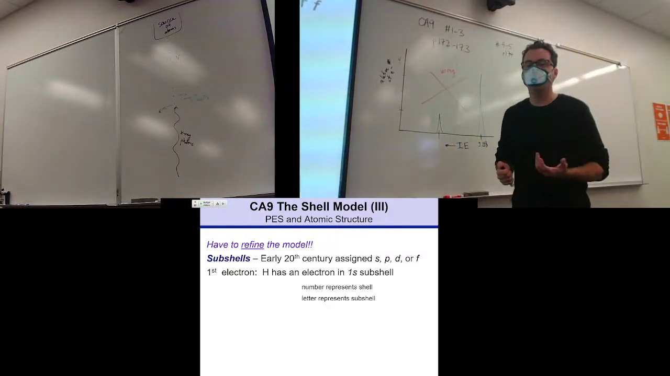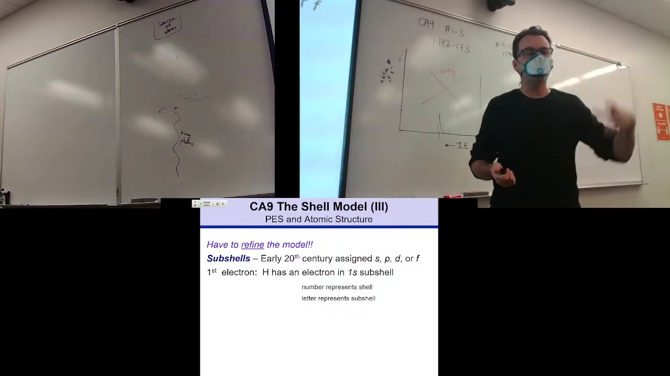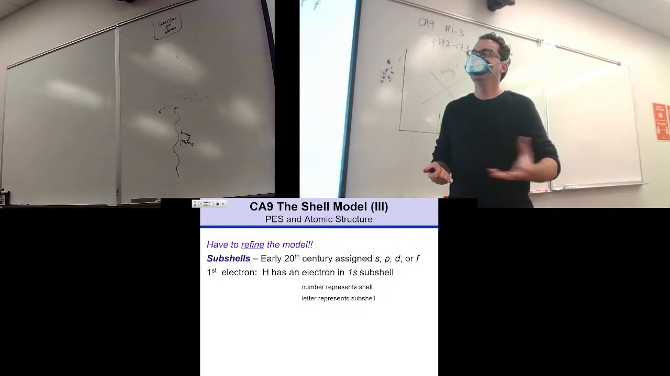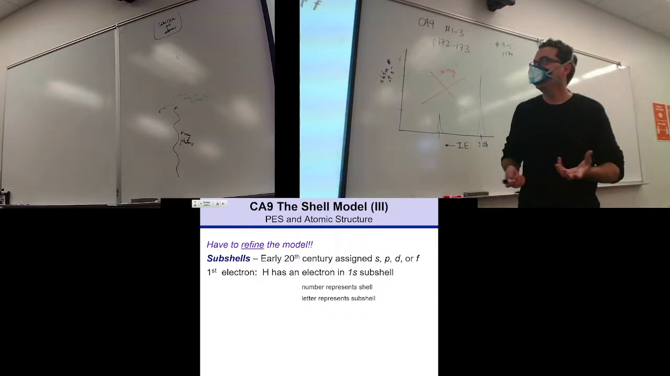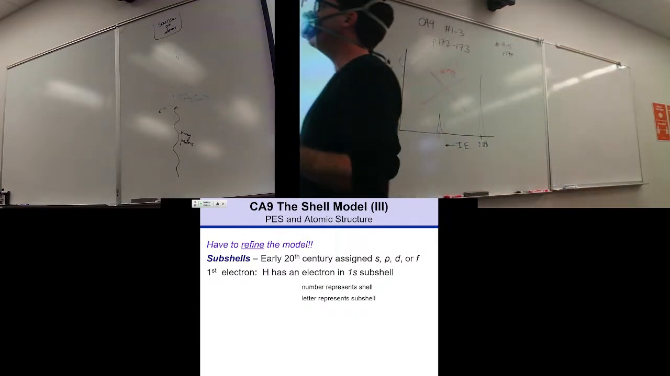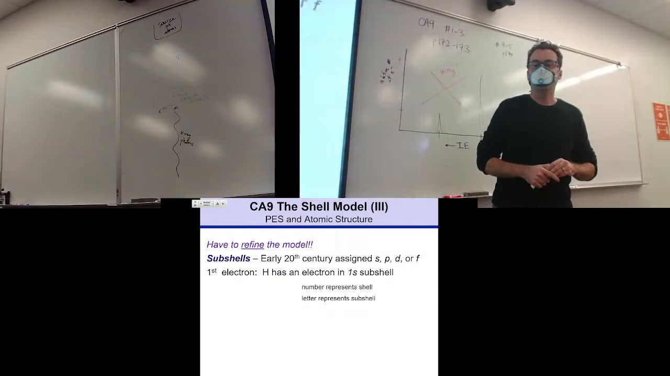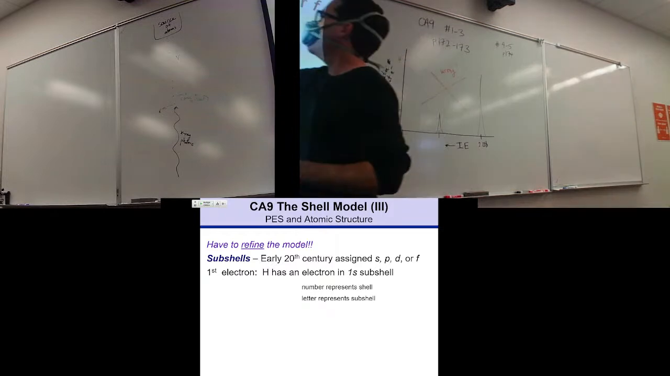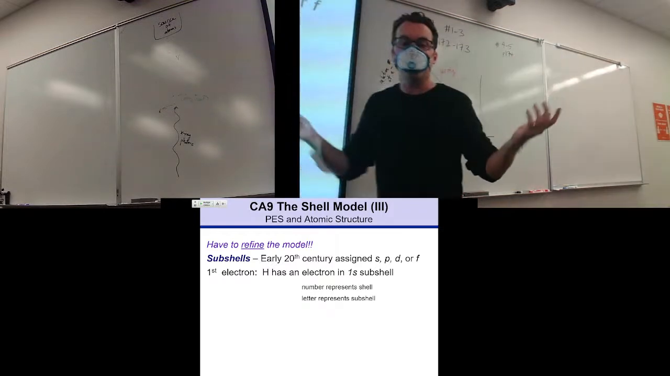So how do we now define where an electron is? Before, we said the electron was in the first shell. It's not enough. We need to now include the subshell. So we would say hydrogen has an electron in the 1s subshell. So 1 represents the shell, S represents the subshell. So it's in the 1s. It's an address, basically.